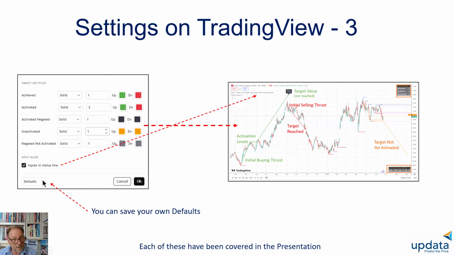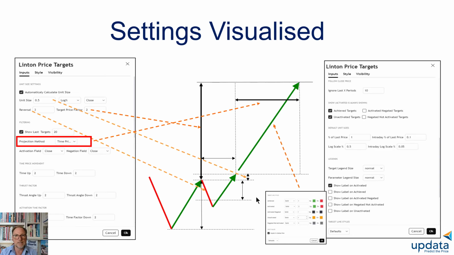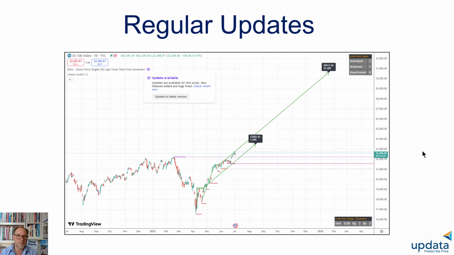Defaults, you can set your own defaults, which means when you get an update, if we provide an update, you'll get an email saying that it's been updated. You can update it in TradingView. If you have your own defaults, they won't be overwritten. Otherwise, it will take the defaults that we set. Again, just visualizing, this is the setup. These are all the elements of the setup that these dialogues control. So it just helps you to understand.